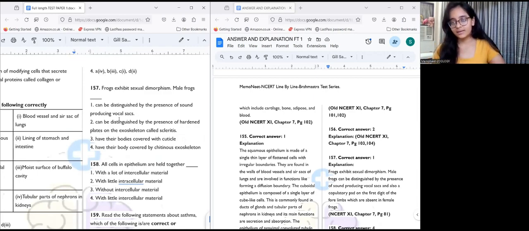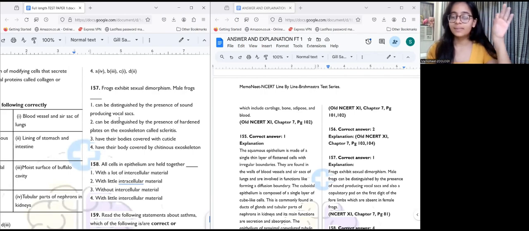There's a certain generalization. This is not the correct way to remember, but obviously some things we can remember only in a fun way. There's a generalization that females, like for humans, I'm saying the females talk a lot, right? So we can relate the sound, the vocal sacs, everything to females. But in frogs, it's opposite.